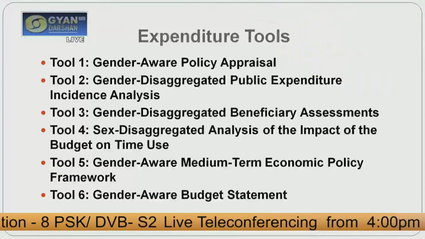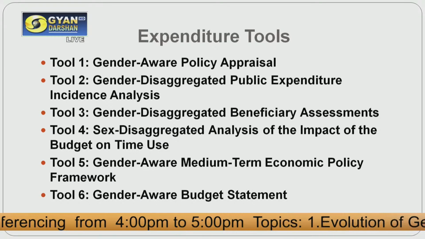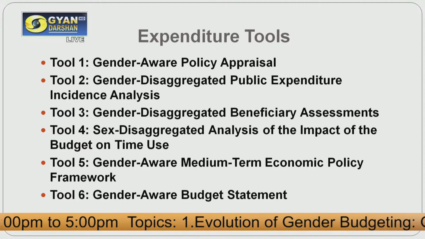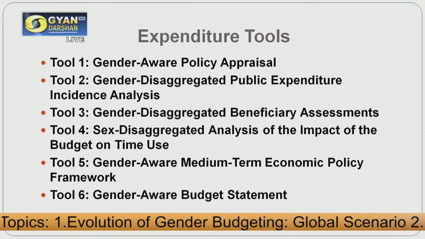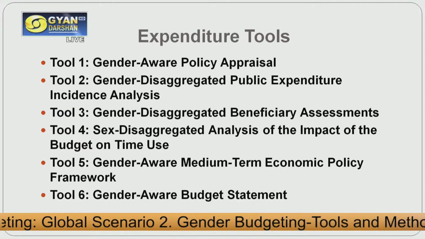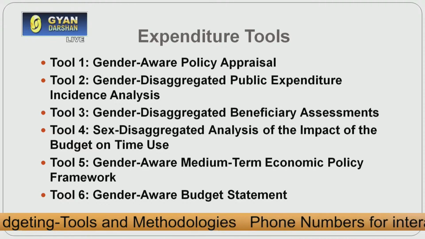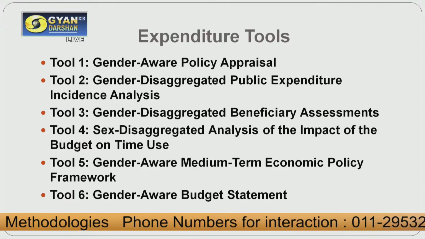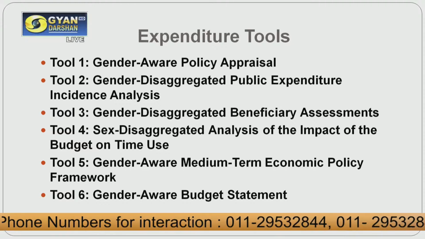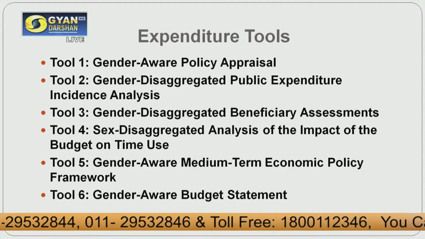What are the expenditure tools, and I will explain each tool and its significance. There are 6 expenditure tools. One is the gender aware policy appraisal. Second is the gender disaggregated public expenditure incidence analysis. Third is the gender disaggregated beneficiary assessment. Fourth is the gender disaggregated analysis of the impact of the budget on time use. Fifth is the gender aware medium term economic policy framework. The last one is the gender aware budget statement. These are the significant expenditure tools. Let us see them one by one.